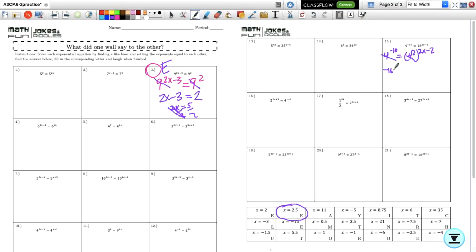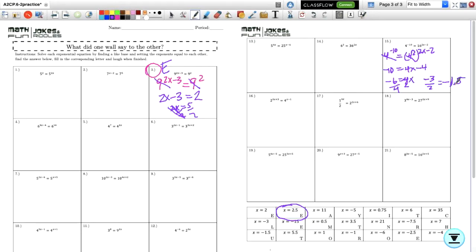Over here I have negative 10. I'm just going to send this 2 across right now. So 2 times 2x is 4x. 2 times minus 2 is minus 4. I'm going to add 4. I get negative 6 equals 4x. I'm going to divide by 4. I end up getting that x equals negative 6 over 4, or negative 3 over 2, which is the same thing as negative 1.5, right?